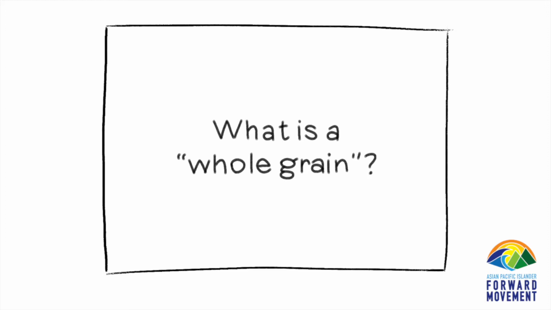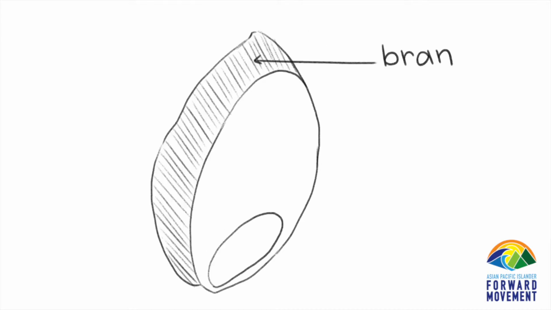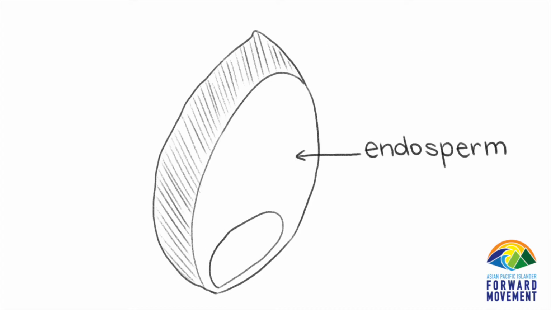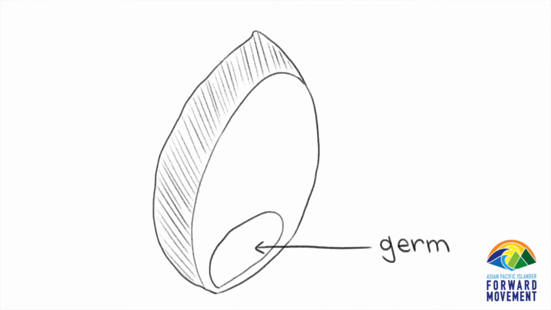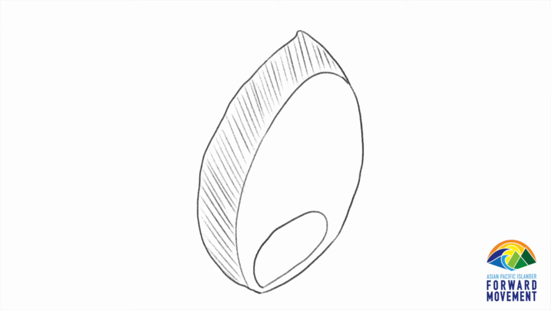So what exactly is a whole grain? Well, grains consist of 3 different parts: the bran, the endosperm, and the germ. In most of our grain-based foods, like white rice, they have been processed to remove the bran. By removing this outer shell from the grain, the food has a smoother texture but has lost the fiber, vitamins, and minerals associated with the bran.